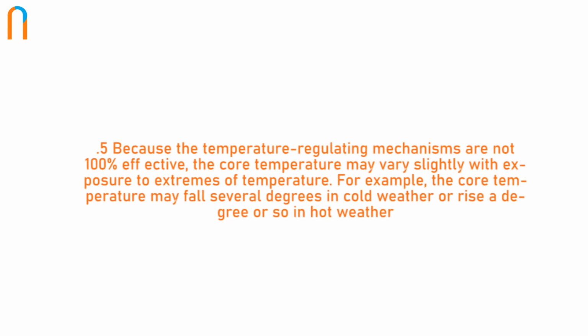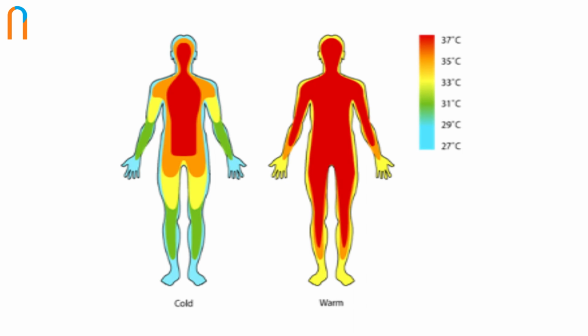Because the temperature regulating mechanisms are not 100% effective, the core temperature may vary slightly with exposure to extremes of temperature. For example, the core temperature may fall several degrees in cold weather or rise a degree or so in hot weather. Thus, the core temperature can vary at the extremes between about 36.4 degrees Celsius and 40 degrees Celsius, but usually deviates less than a few degrees. This relative constancy is made possible by multiple thermoregulatory mechanisms coordinated by the hypothalamus.